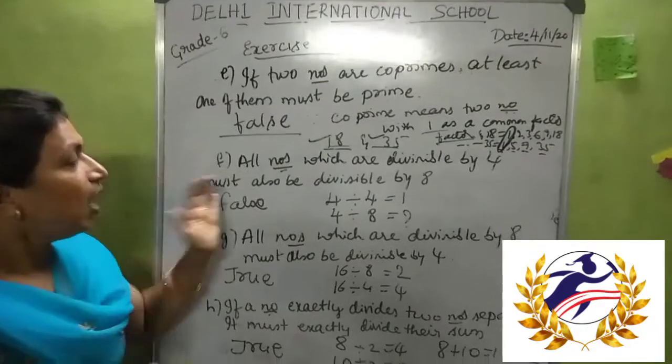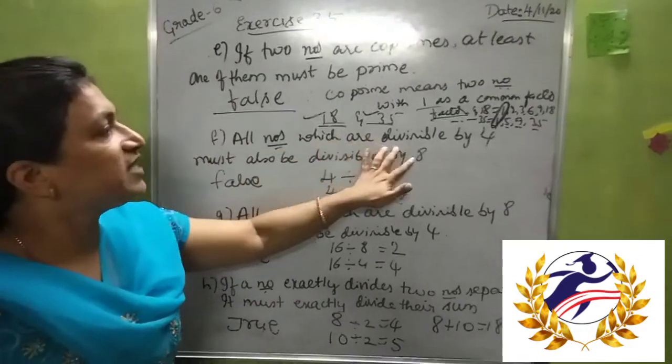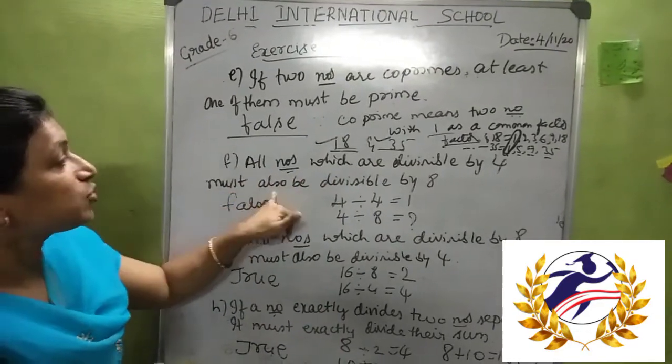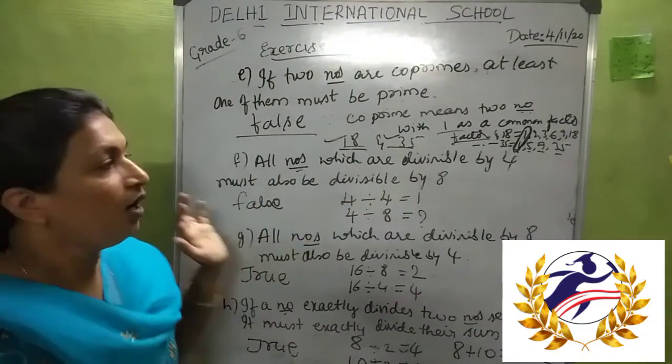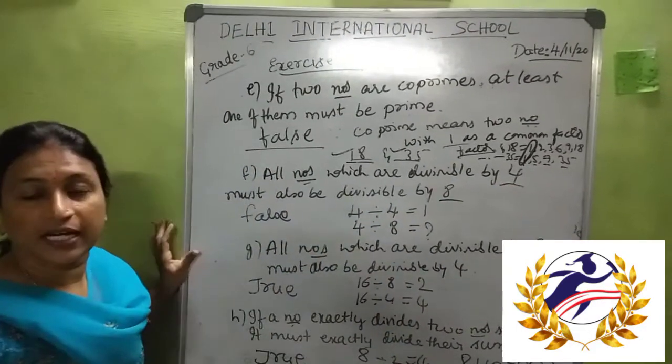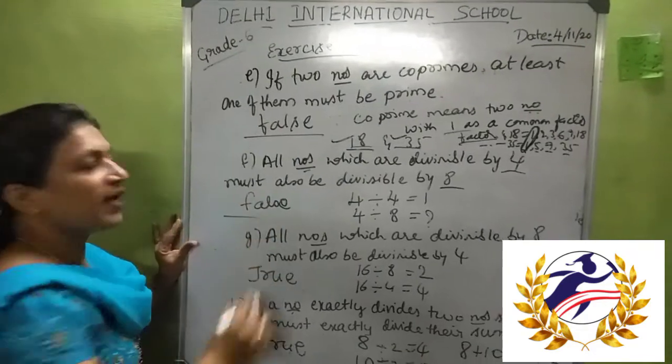So next is, all numbers which are divisible by 4 must also be divisible by 8. They have said that whatever is divisible by 4 will also be divisible by 8. So now it is a false statement.